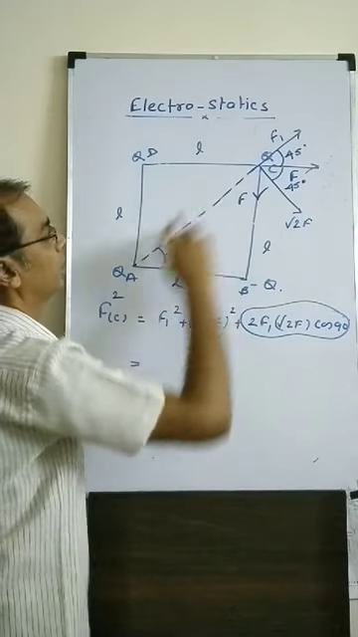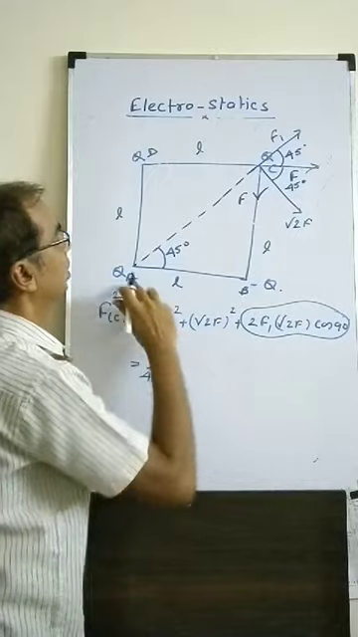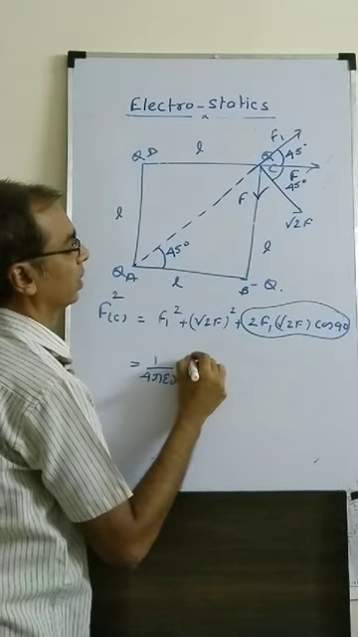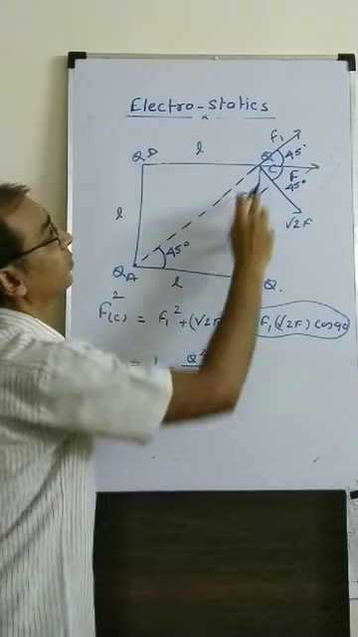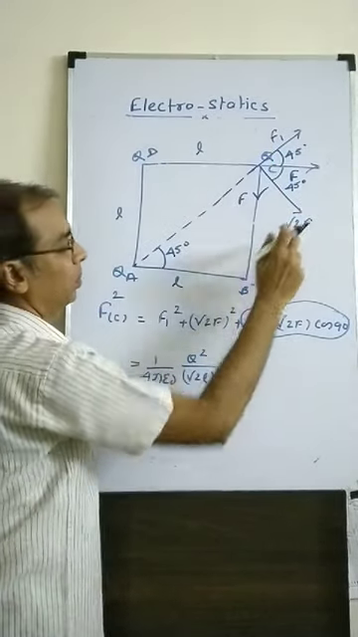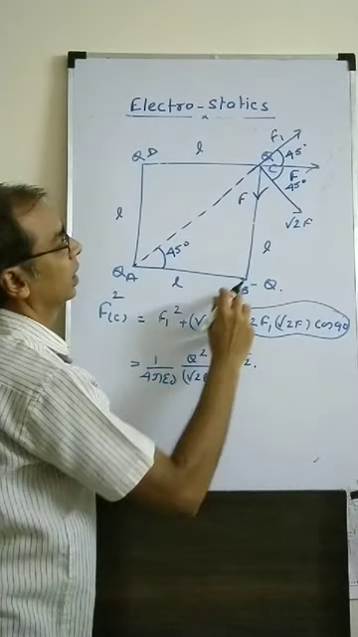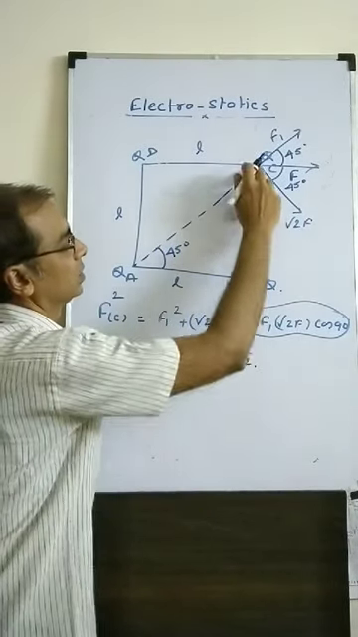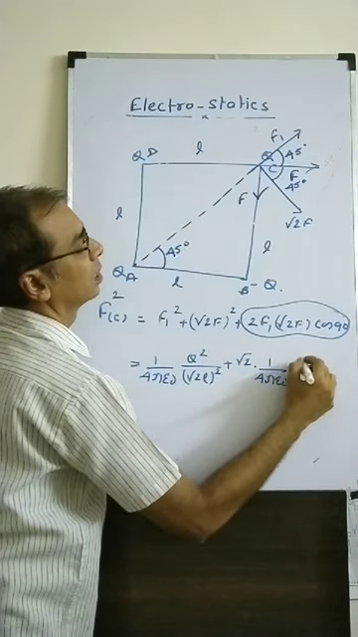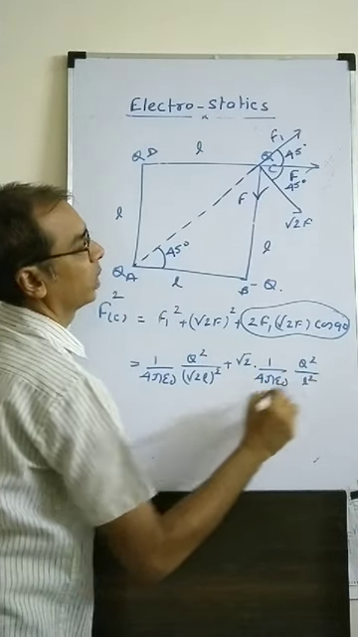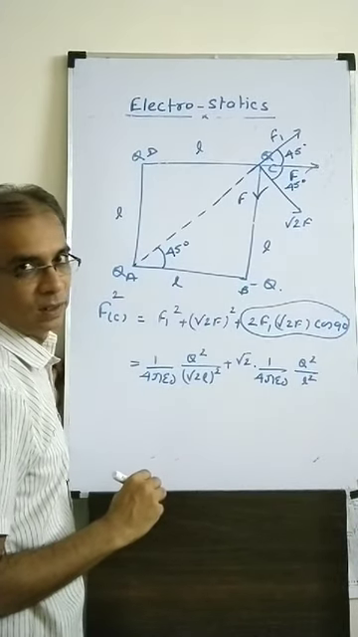Now what is F1? I am writing its value: 1 by 4 pi epsilon naught, Q into Q square by root 2L whole square. That's F1. Now plus root 2 into F. What is F? F is the force between these two charges, that is 1 by 4 pi epsilon naught Q square by L square. Is it okay? Fine. That's it for now.